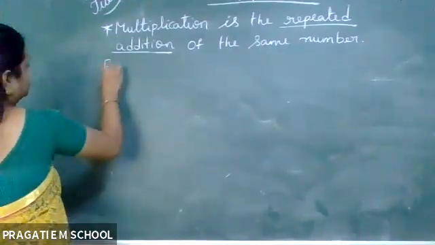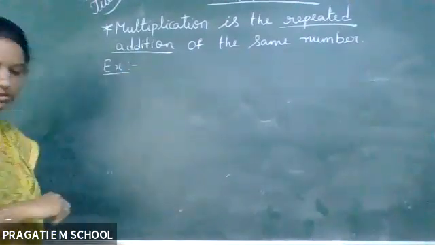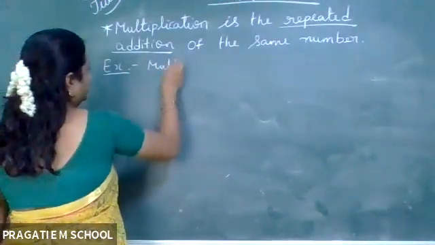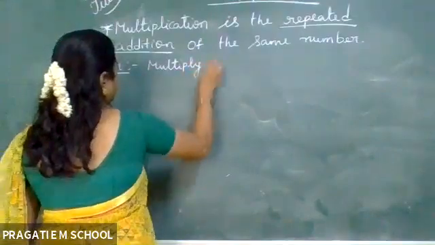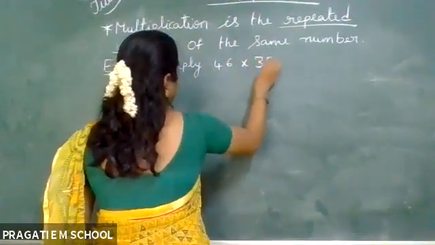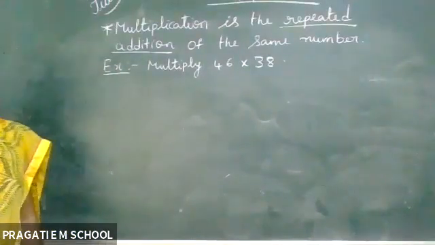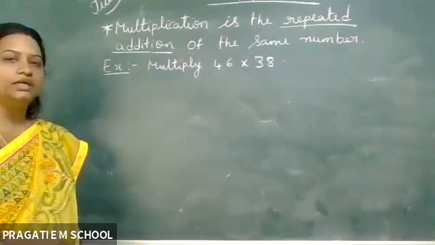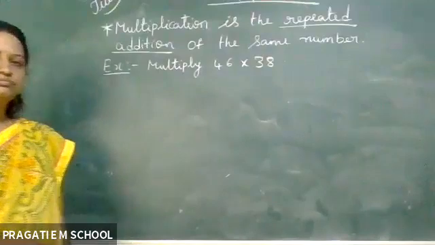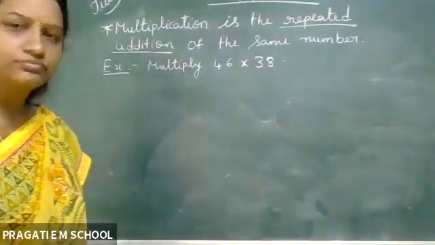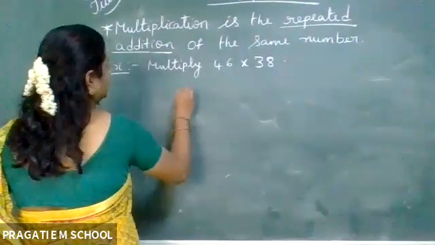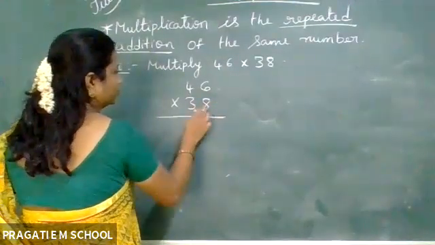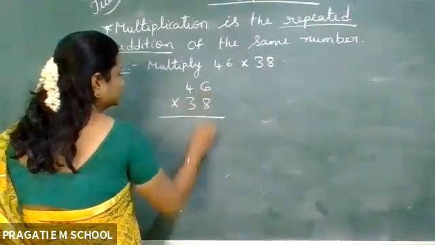So, example: multiply 46 by 38. Multiply 46 by 38. So what you are going to do? You are going to do the multiplication. First you are going to multiply by 8. So 8 sixes are 48.